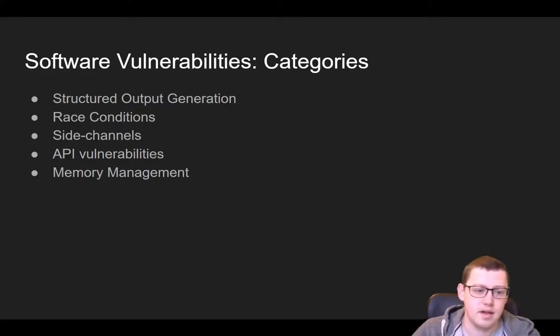Side channel attacks are vulnerabilities that occur when some feature of the environment that the program is running in leaks information that allows an attacker to infer the value of some hidden data. This is often used in things like cryptanalysis, or like I just said with Spectre and Meltdown, which was a cache timing attack.